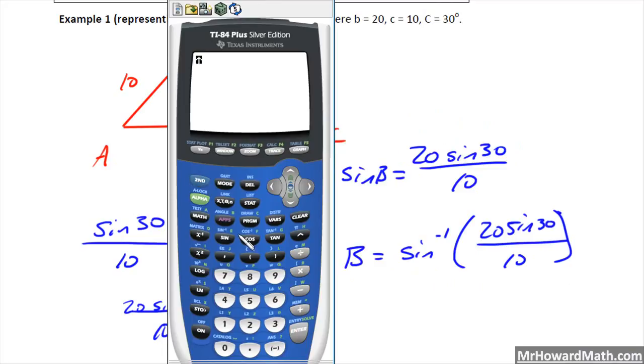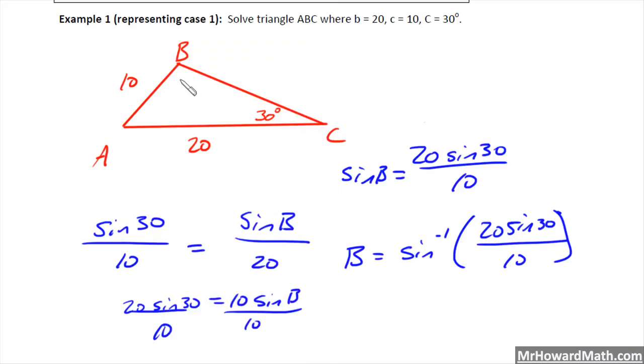And we're already in degree mode, so second sine inverse alpha y equals enter. I'm going to put this in as a fraction. It's much easier. 20 sine 30 over 10. And we get 90 degrees. So angle B here is 90 degrees.